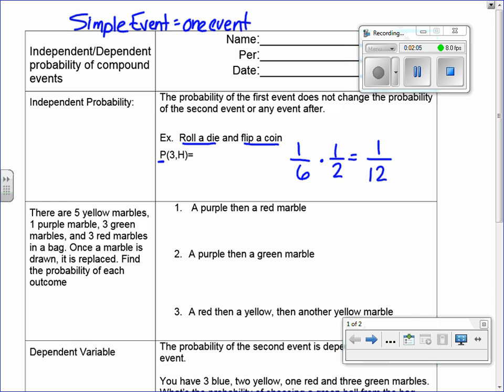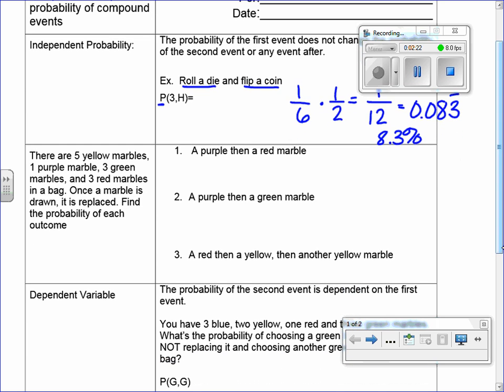And of course we can change that 1 over 12 into a decimal by doing 1 divided by 12, and we get 0.08 with the 3 repeating. And then as a percent, that would be 8.3%. Okay, so let's go ahead and take a look at another example of independent.